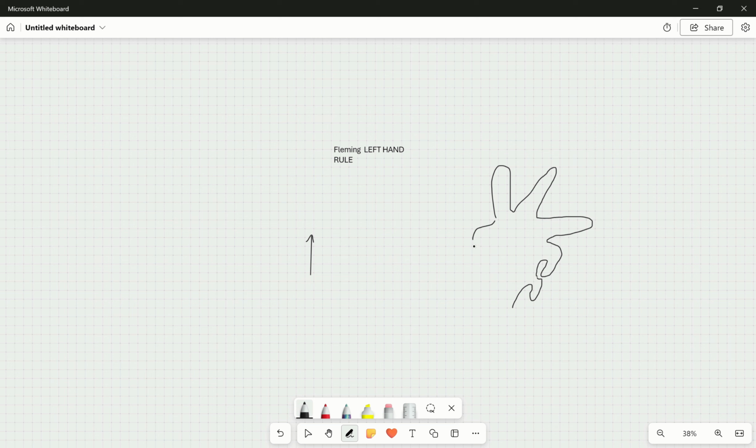Sorry for the bad drawing but I cannot do anything. So thumb, index finger, middle finger. The thumb tells us about the force. The index finger tells about the magnetic field, and the middle finger tells about the current. Current is denoted by I, we can also write it as C, current.